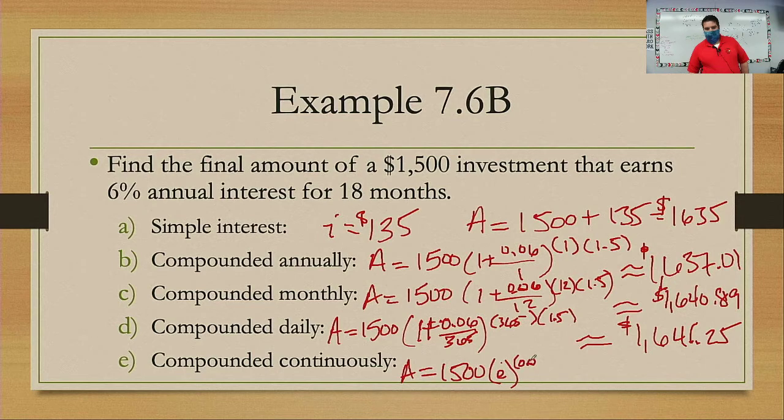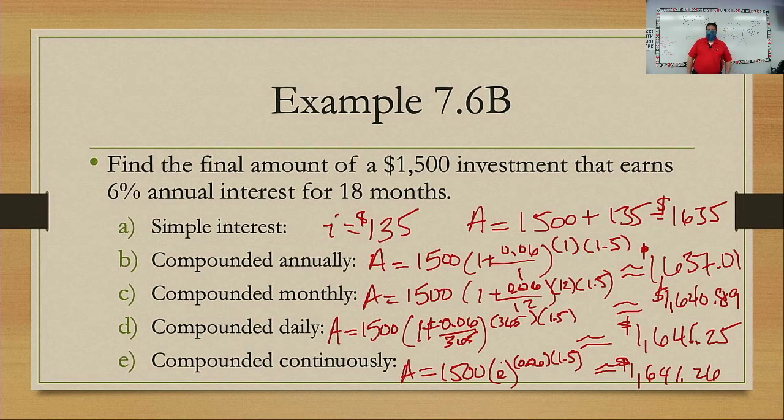I don't know why I did parentheses there, just to be clear. Okay, we use the natural number e as our base, and we get $1,641.26. You notice that being compounded continuously really doesn't do that much compared to daily.